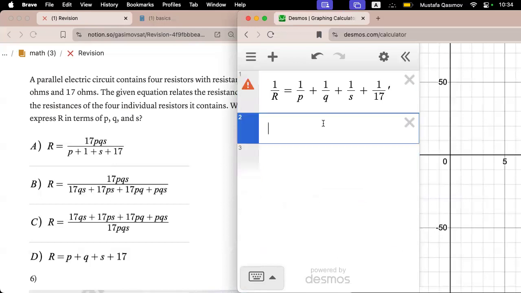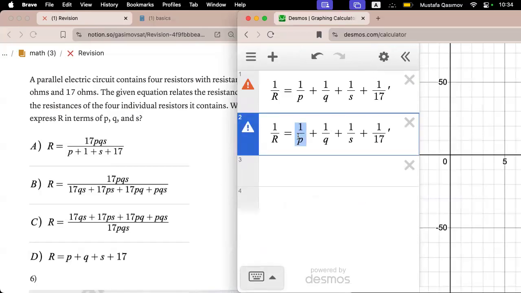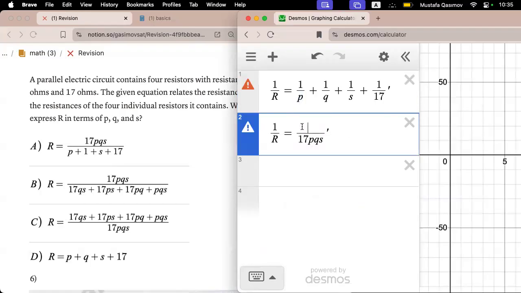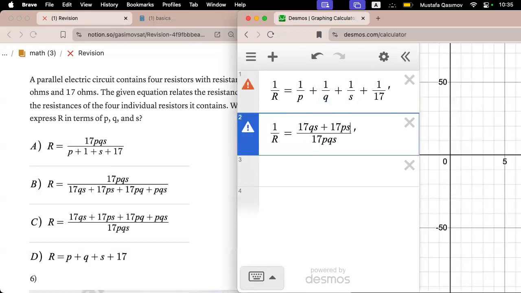Okay, also you can do it like this. You can write it like that, and you can write them in common denominator. What's common denominator for P, Q, S, and 17? It is 17PQS. So when you multiply it by 17QS, you have to also multiply it as numerator by 17QS. So you have to apply that one to all of them, and you will get something like this.